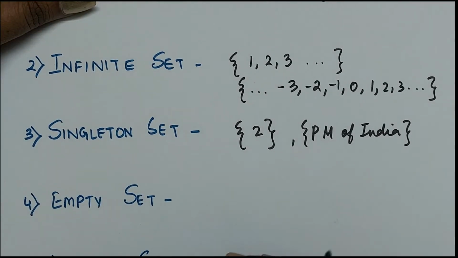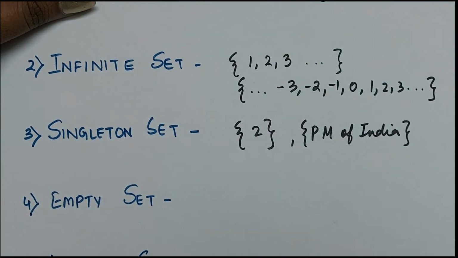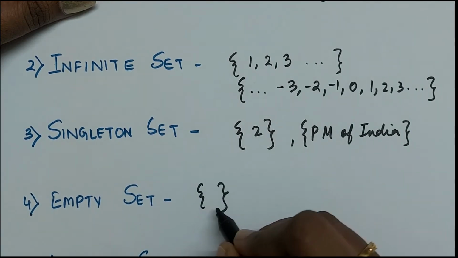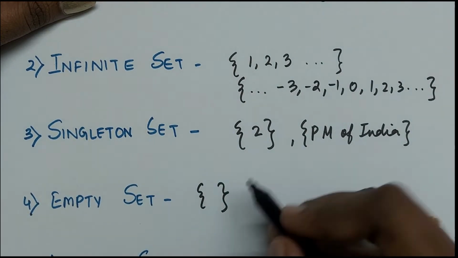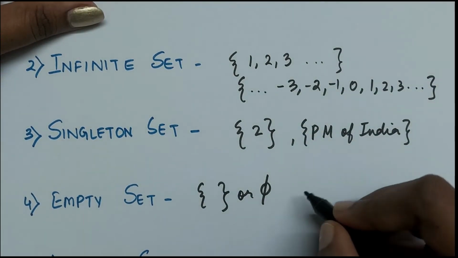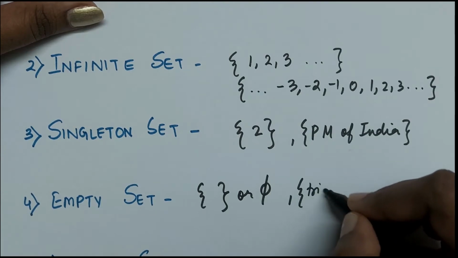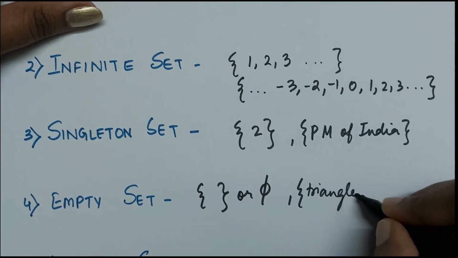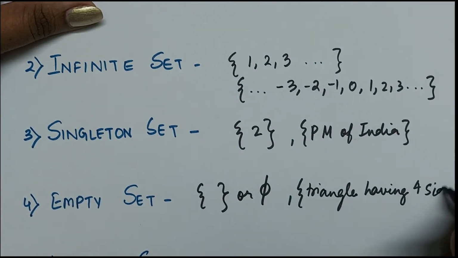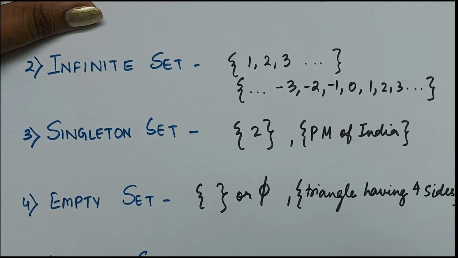Next we talk about the empty set. Empty means it does not have any element, or it contains null elements or void elements. So we can call it a null set or a void set also, which is generally denoted by 2 curly brackets with nothing written inside, or with the symbol phi. So for example, if I tell you a triangle having 4 sides, is it possible to have a triangle having 4 sides? No, a triangle has only 3 sides, so it is an empty set.